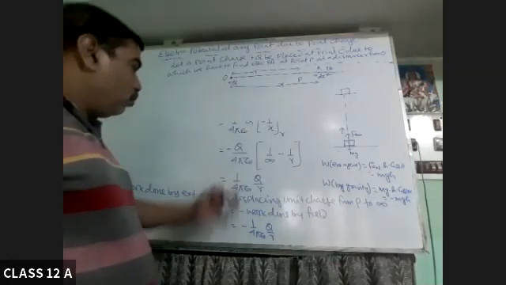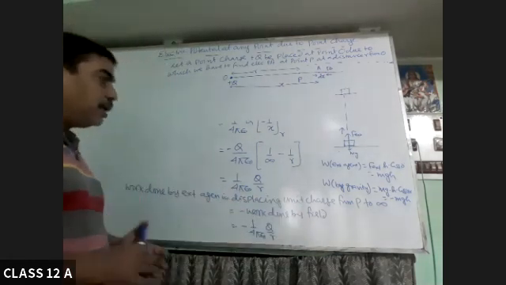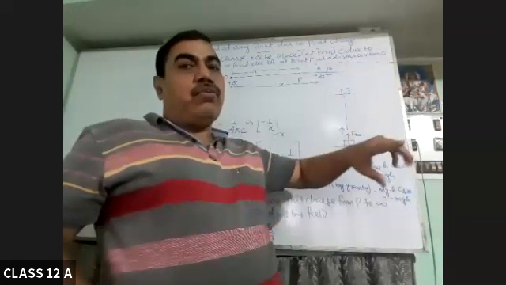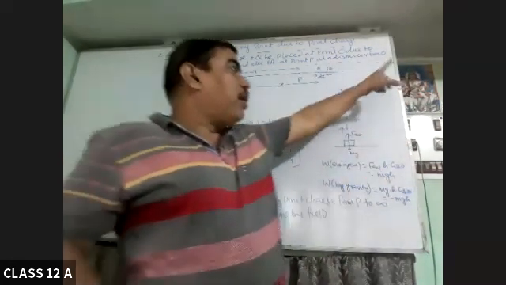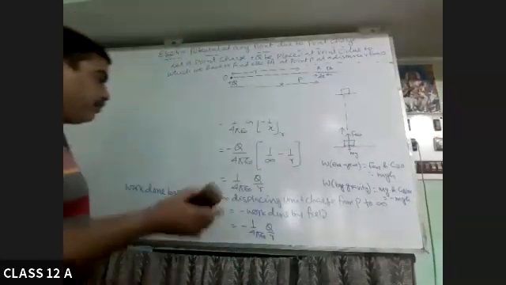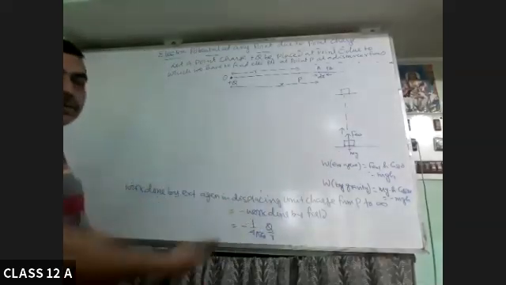So here, work done by external agent in displacing from P to infinity. We require work done by external agent from infinity to P. So again, minus of this will come.